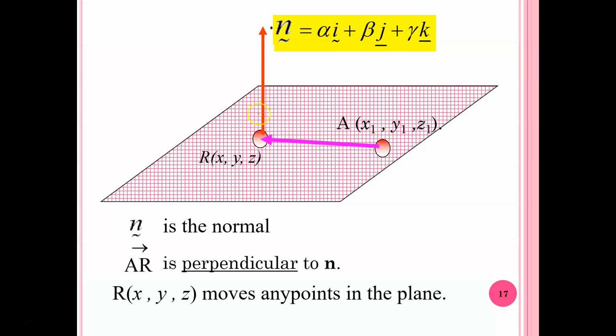Kalau N tu tadi, maksudnya dia 90 degrees lah. Maksudnya dia 90 degrees ke sini. Okay? Perpendicular to N. So you have R equal to X, Y, Z. Moves any point in the plan. Okay, so you boleh pindah-pindahkan dekat mana lah. Okay, so this normal is actually represented by alpha I plus beta J plus gamma K. Okay, so this is normal.